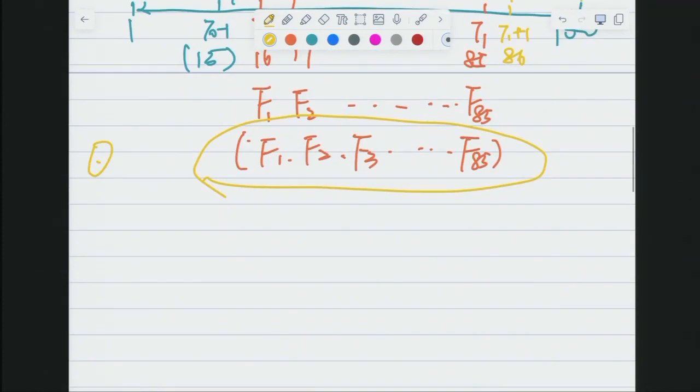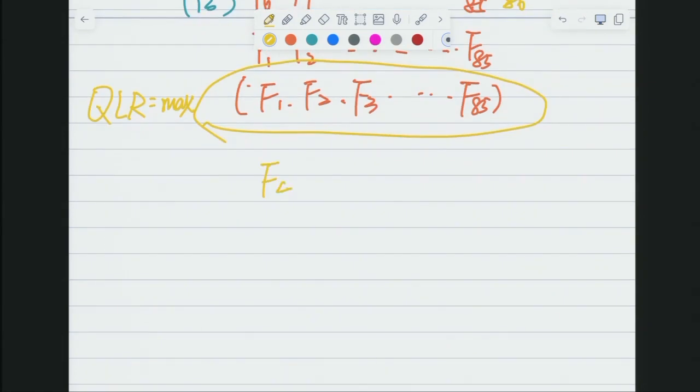So the QLR is equal to the maximum out of these 85. Whichever F statistic has the highest value, let's say the 49th, okay? If F49 is the largest, then our QLR test statistic is equal to the value of the F statistic that corresponds to time index 49, okay? So this is the idea of the QLR test.